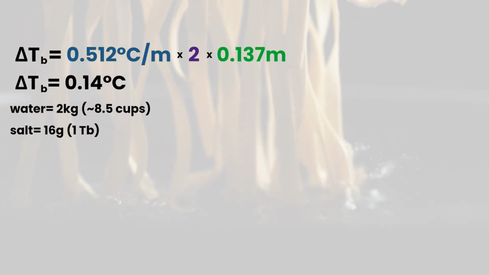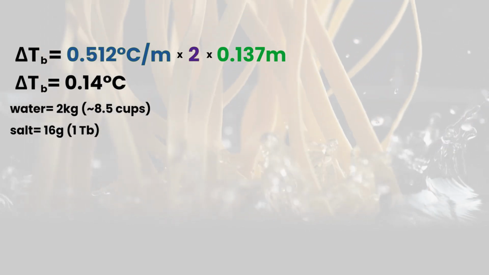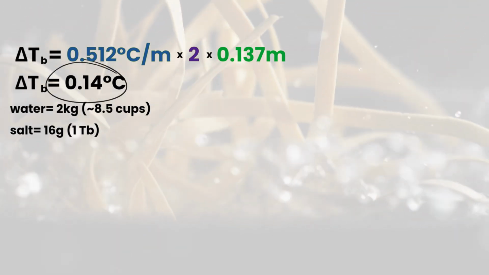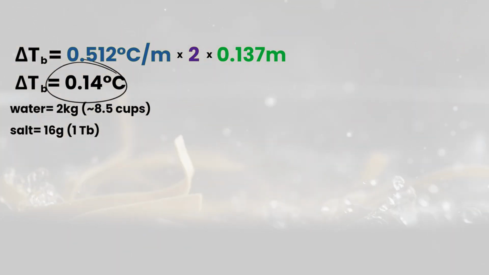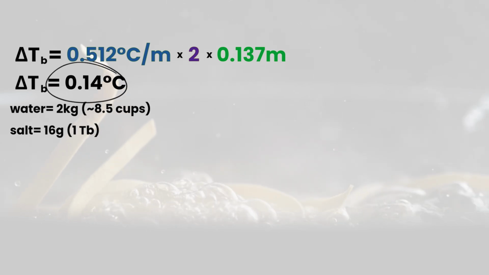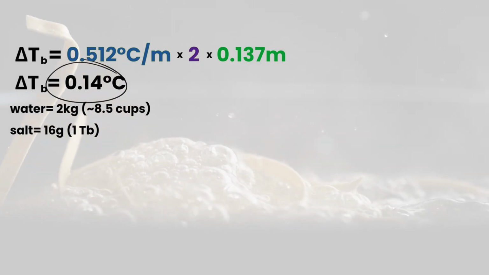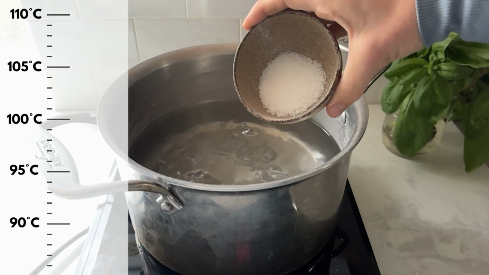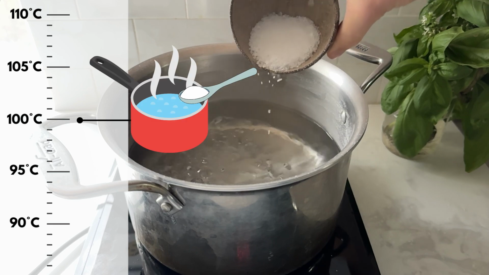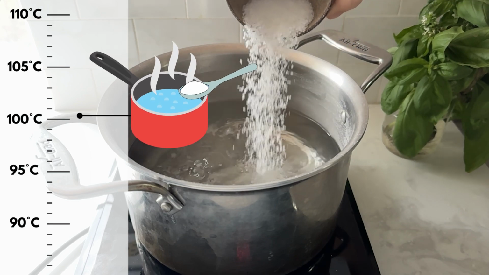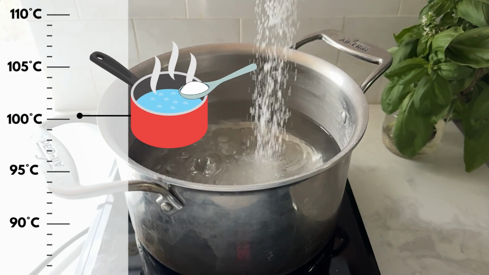Multiplying these values shows that we have a change in temperature of 0.14 degrees Celsius. So what that means is that instead of the water boiling at 100 degrees Celsius, it will boil at 100.14 degrees. So yes, technically the boiling point is increasing, but this is a really small amount.